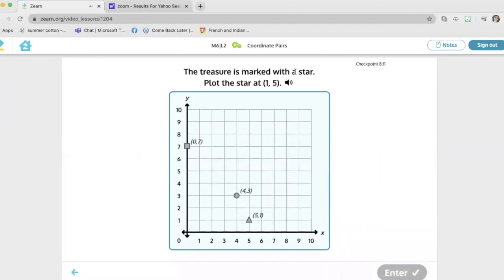The treasure is marked with a star. Plot the star at 1, 5. X comes first, so I'm going to start at 1 on the x-axis, and I'm going to go up 5. 1, 2, 3, 4, 5, because my y-coordinate is 5.